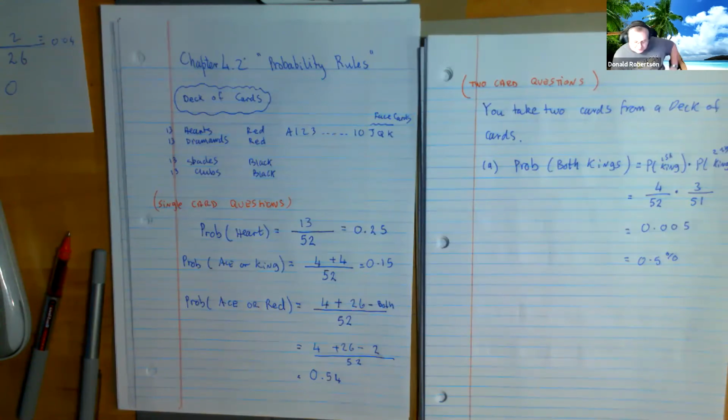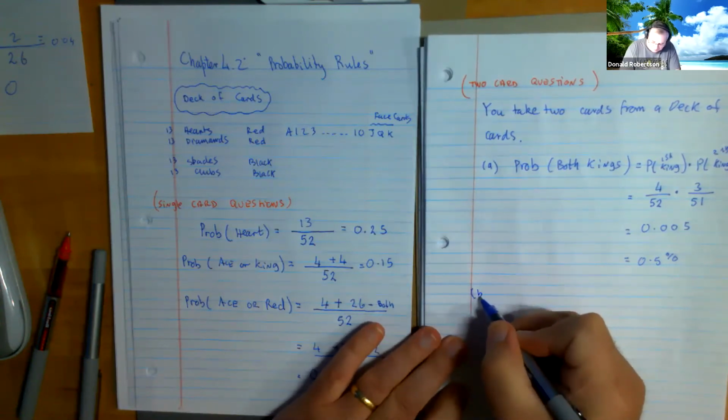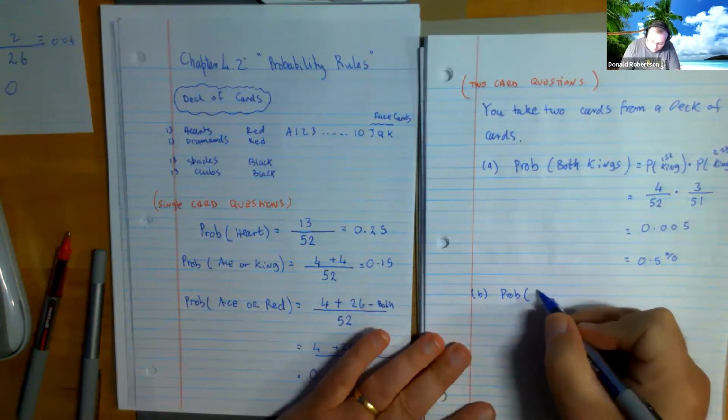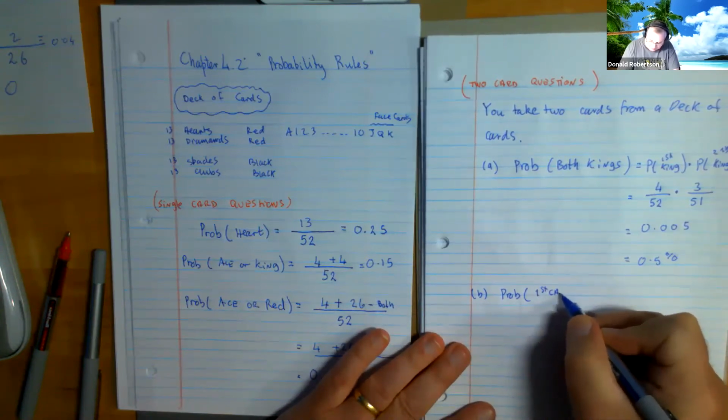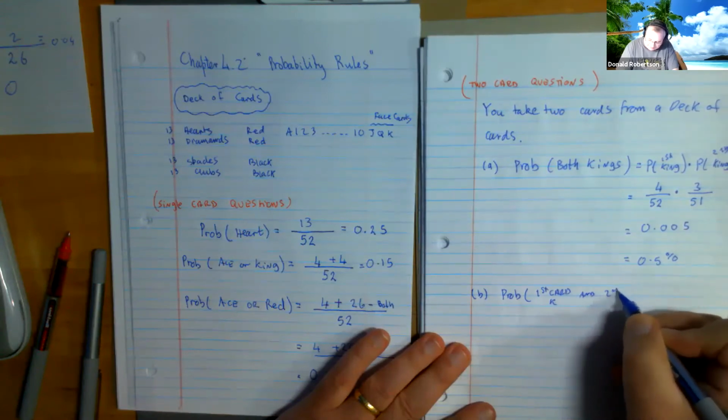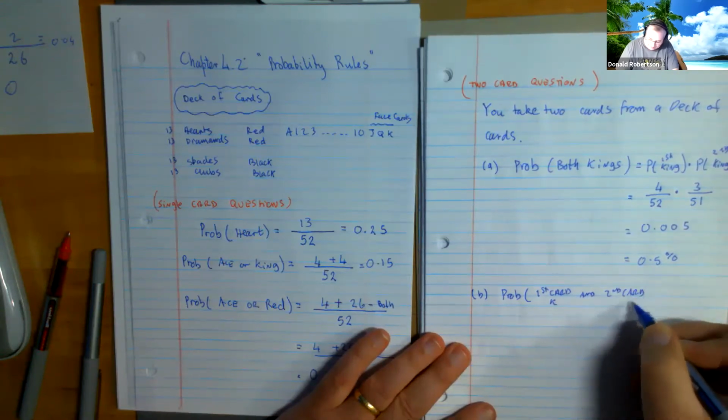Right. What's a different one? What's the probability that the first card is a king and the second card is an ace?